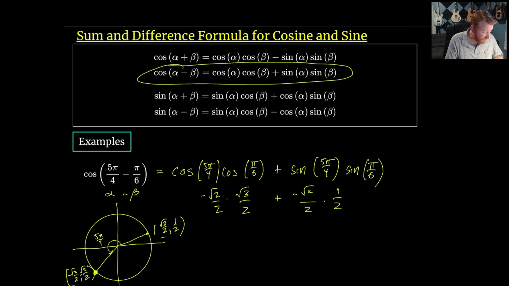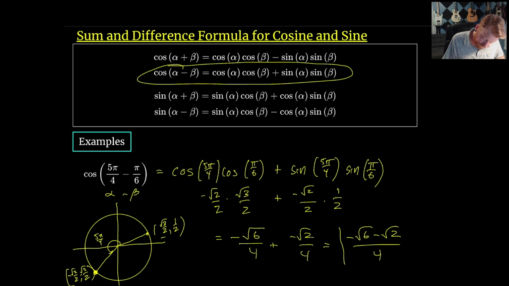And if I simplify this guy here, I'm going to get negative square root of 6 over 4 plus negative square root of 2 over 4. So this gives me negative square root of 6 minus square root of 2 all over 4. So here we go. Here is the cosine of the difference of those two angles there.